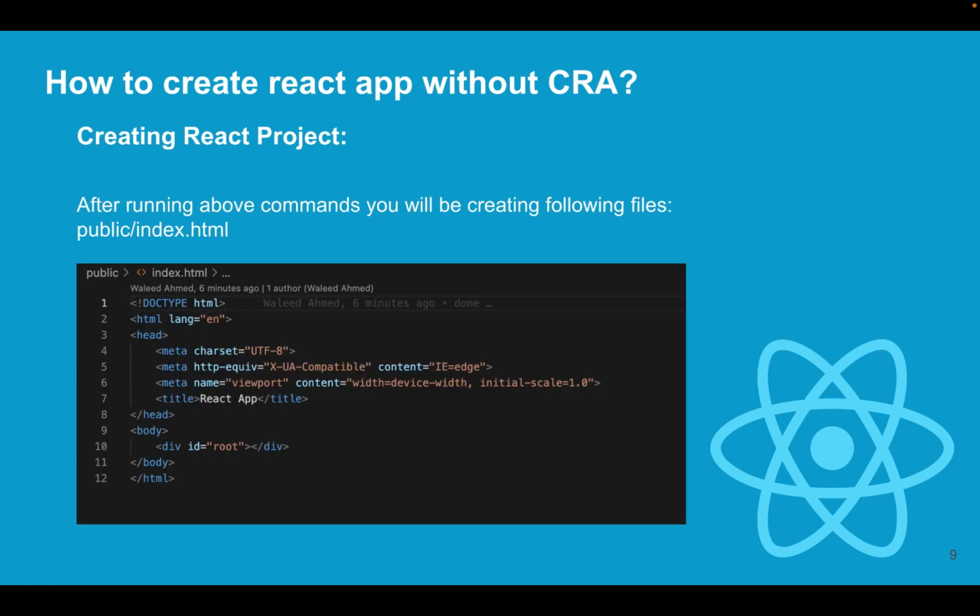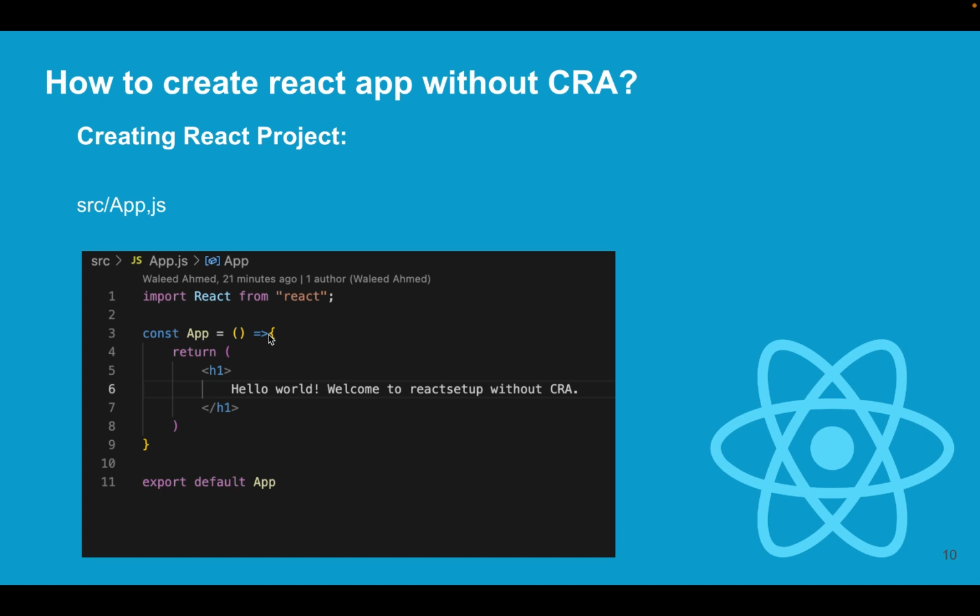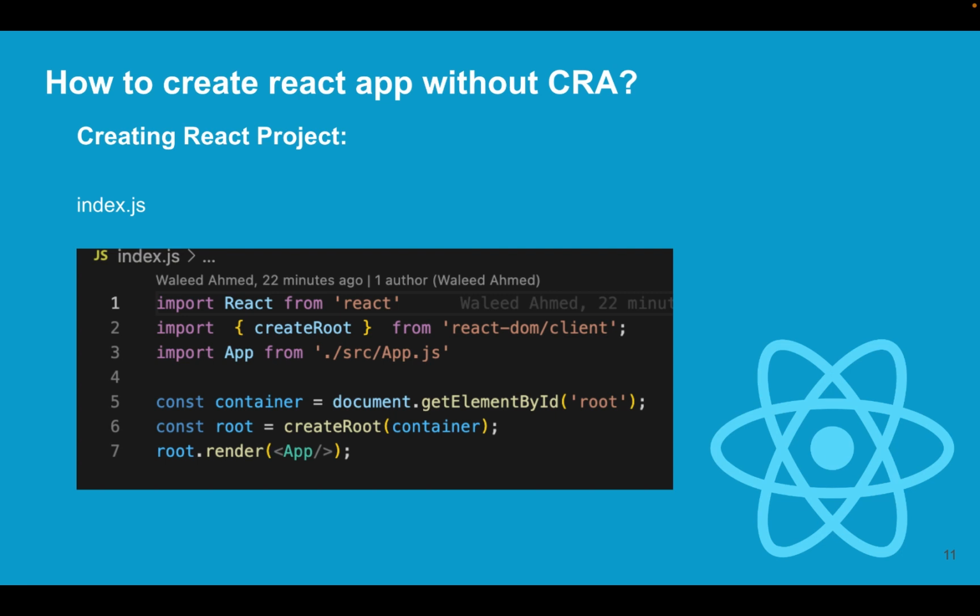After running the above commands, we'll be creating some files. The first one is public/index.html. Basically in the root you will create a folder named public, and there you will add index.html. This will be the structure, and here you will have a div with id root. Next, in the root you will create another folder src, and there you will create a file app.js, where you will add your React component. And next is your index.js, that will be in the root of your project, and there you will add this code.